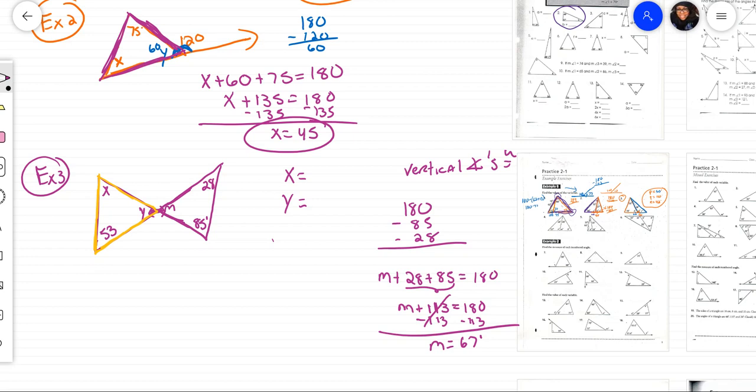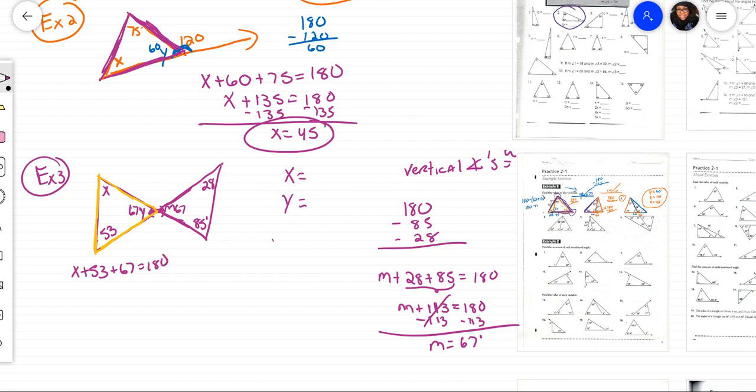Excuse me, grab the calculator. All right. So now that I know that M is 67, I know Y is 67, because again, vertical angles are congruent. So now I can find X, because X plus 53 plus 67 equals 180.